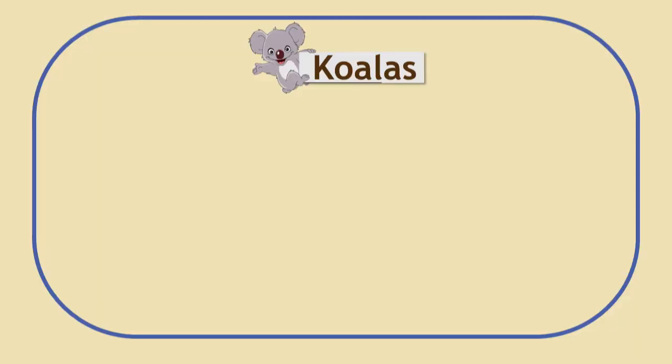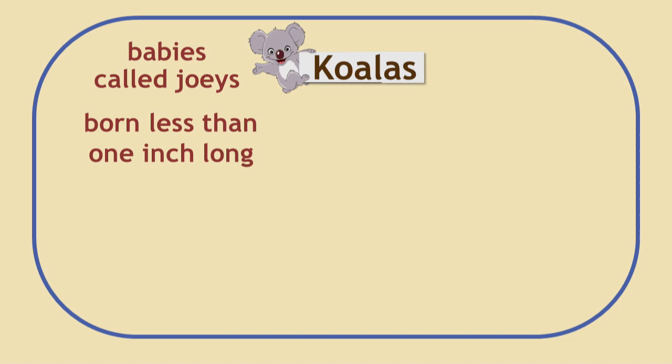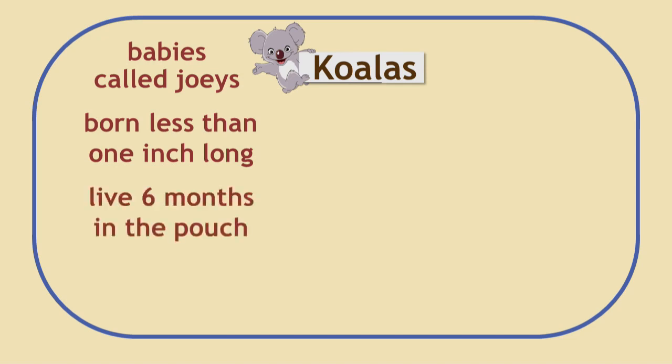So what did you learn about baby koalas? Anything you didn't already know? Even if you knew it before, you should still write it down. I wrote a few things down. I wrote down that babies are called joeys. They're born less than 1 inch long, and they live 6 months in their mommy's pouch. Does that sound familiar? Did you write any of them down?